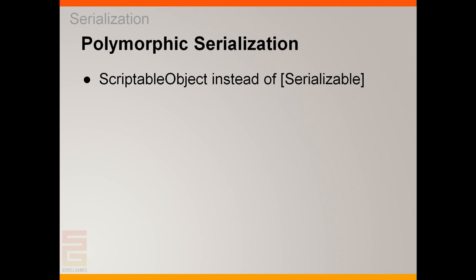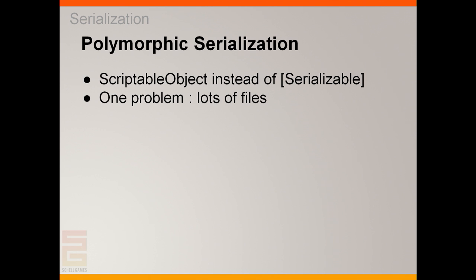We start off by, instead of making everything serializable, we inherit from scriptable object. So animal would inherit from scriptable object, and then by proxy, all of its subclasses would also inherit from scriptable object. We then create an instance of that, and when we add that to the list, that instance stores its own type data, so it knows what fields it has.